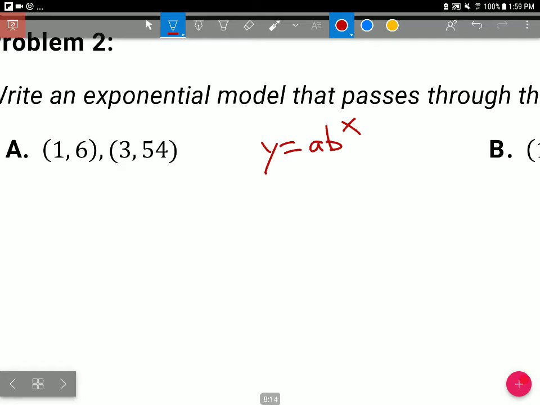So what we'll do is create 2 equations, one for each point. The first one is (1, 6). So for y, I'm going to put a 6 equals a, b, and then for x, we'll put a 1. Cool? For your other equation, what are we going to plug in for y? Well, I'm plugging in 54 equals a, b to the what? Third. All right? Everybody cool with that so far?